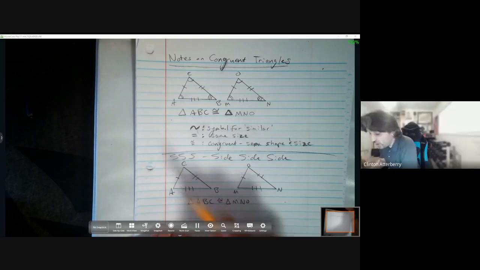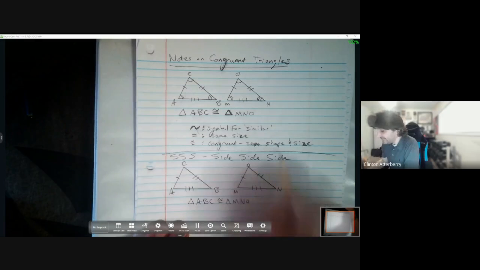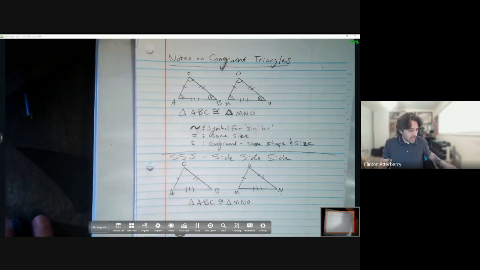Even though there's no information about the angles right now, okay, there's zero information about the angles right now, we can still make the claim that they're congruent because of the side, side, side rule. Okay. Hopefully that kind of makes some sense to you guys. I'll give you guys another about 20 seconds to copy that down, and then we'll move back to the video and kind of see what the other ones are.